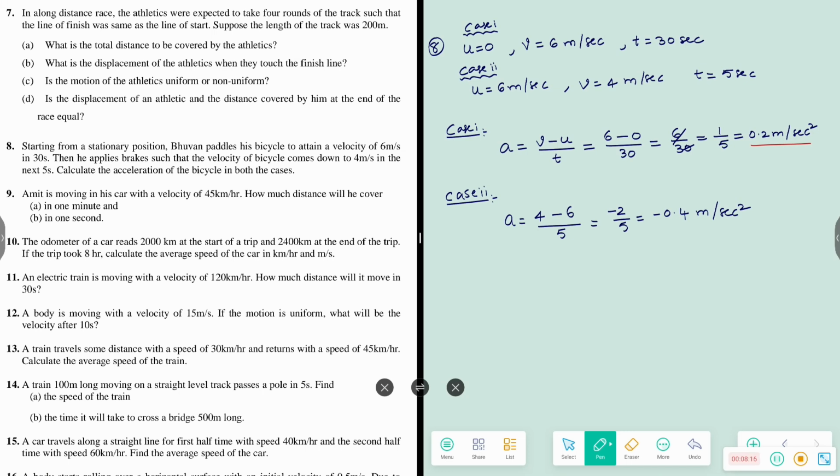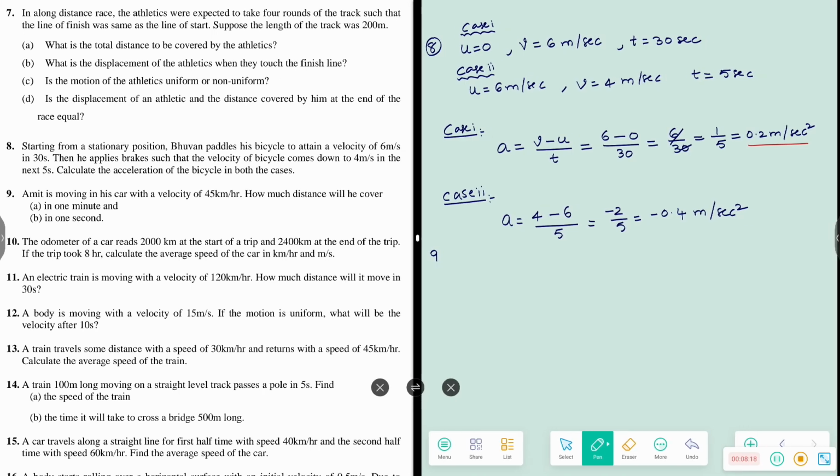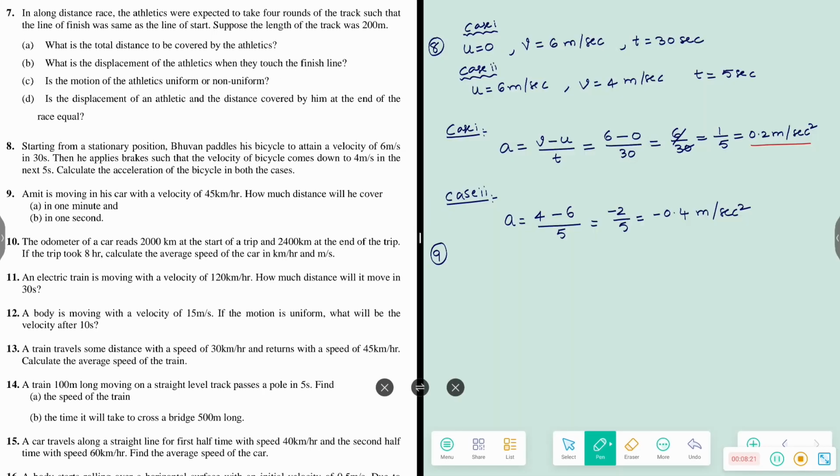Now question number 9. What is given in question number 9? Amit is moving in his car with a velocity of 45 kilometer per hour. How much distance will he cover in 1 minute and in 1 second? So here the velocity is given, 45 kilometers per hour.